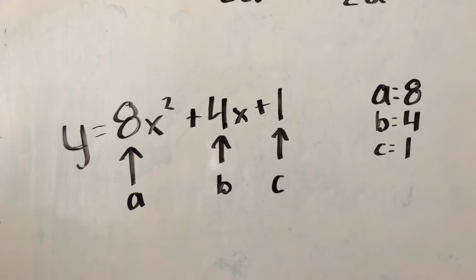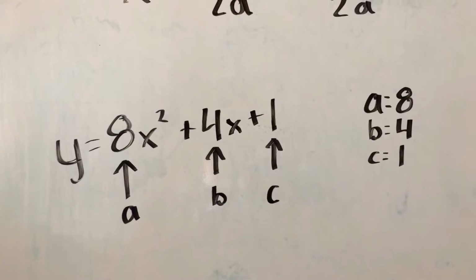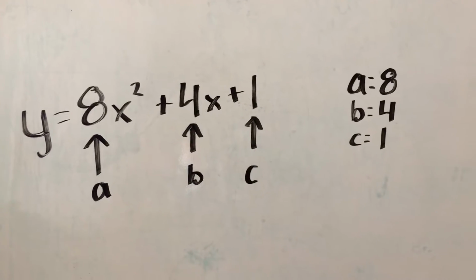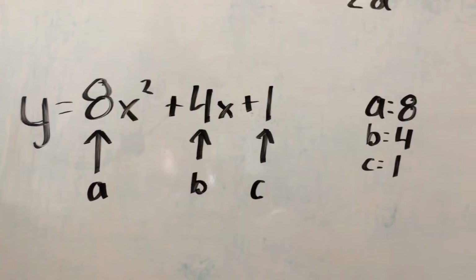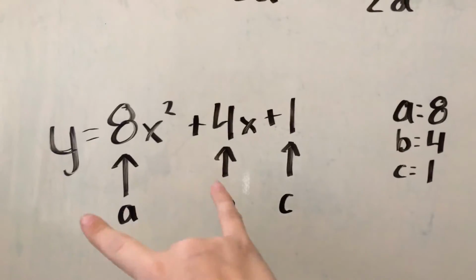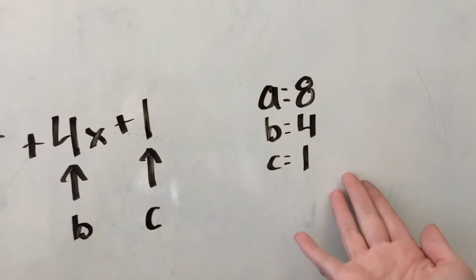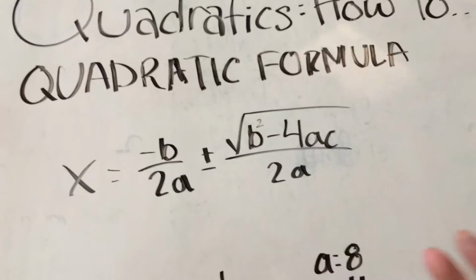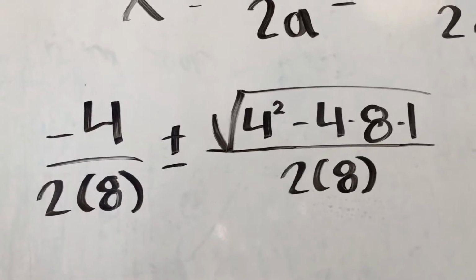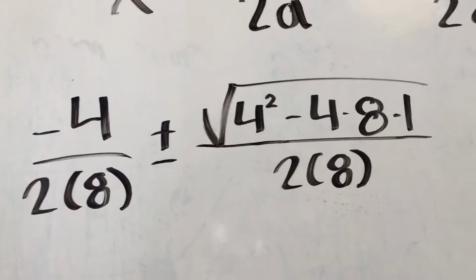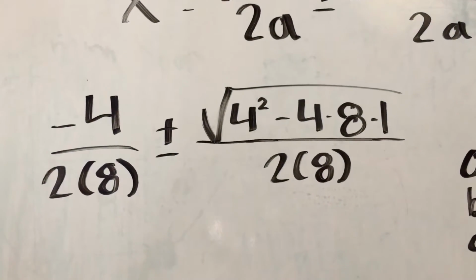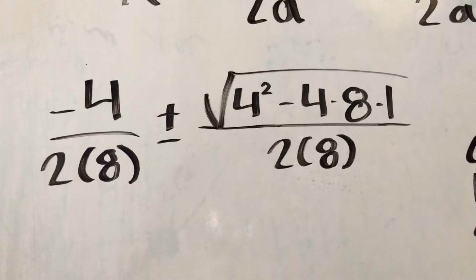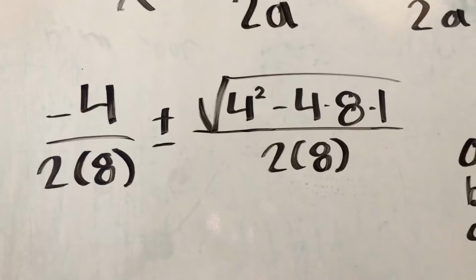Okay, I just came up with a random equation, so the one we're going to be doing is y equals 8x squared plus 4x plus 1, and these are our values, so here's what we'll be plugging into the quadratic formula. Okay, so here's the quadratic formula with our values plugged in. Give me a second, and I'm going to simplify this, and then we'll see what happens.